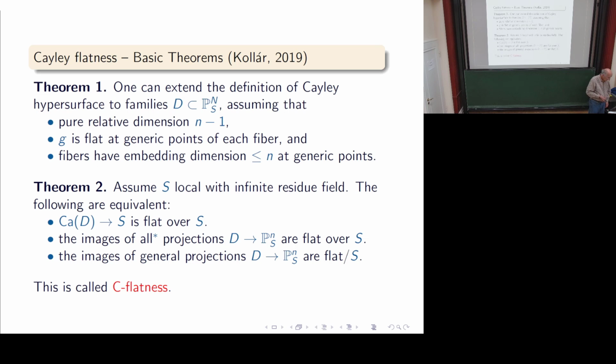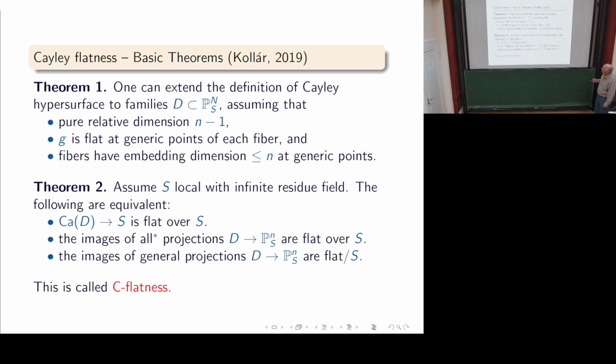And so what are the basic theorems? Of course, I want to do this in families. One thing is that you can extend the definition of the Cayley hypersurface to families, assuming what? It should have pure relative dimension n minus 1, and be flat at the generic points of each fiber. Again, for Mumford divisors, we have that. And we have this embedding dimension condition at the generic points, which again holds for Mumford divisors. It seems that these are the conditions that make it possible to extend the definition of the Cayley thing.